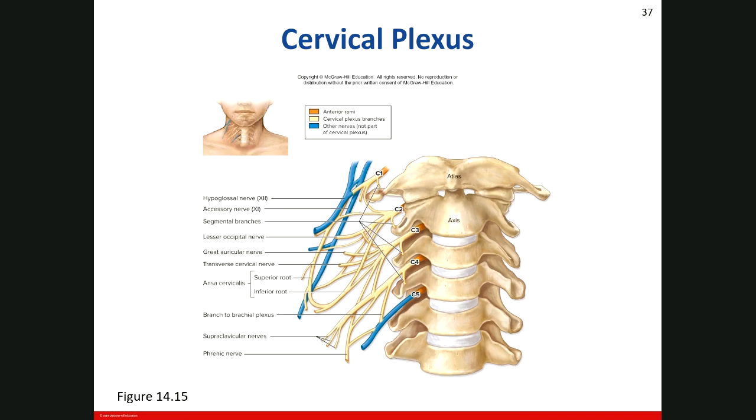In this picture, you can see C1 to C4. You see that the anterior rami connect together and make a plexus. And one important nerve, which we call the phrenic nerve, comes out of this plexus and innervates our diaphragm.